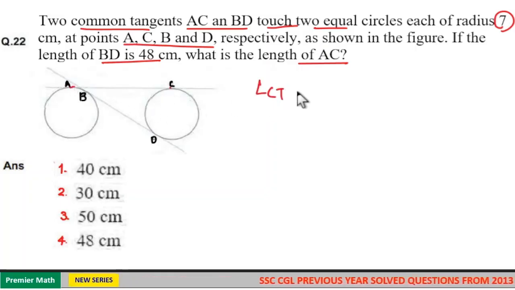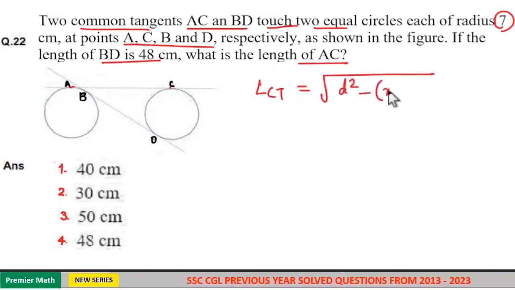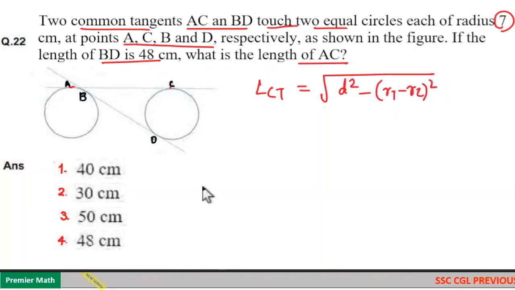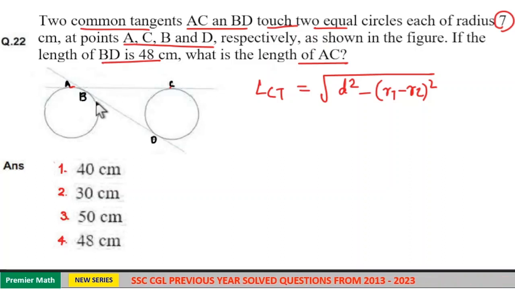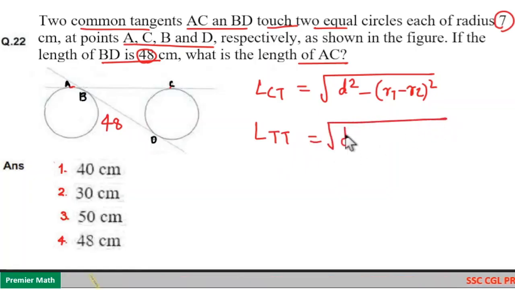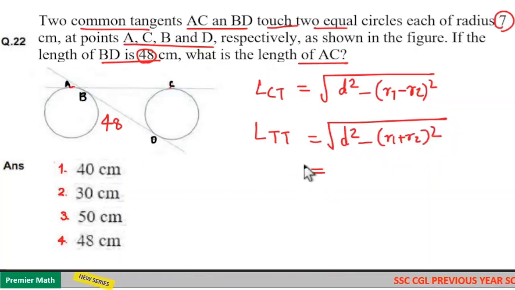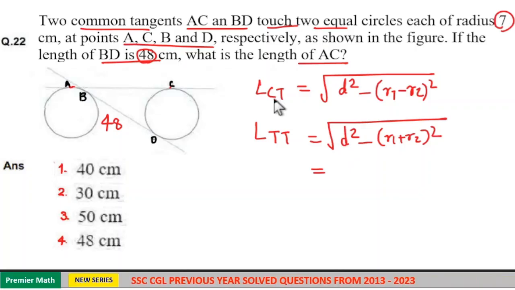The length of common tangent formula is root of D square minus the whole square of R1 minus R2. And here we have the length of BD, which is 48. Length of BD means length of transverse tangent. The length of transverse tangent formula is root of D square minus the whole square of R1 plus R2. Now here we have to find out D square. Then we can find the length of common tangent AC.